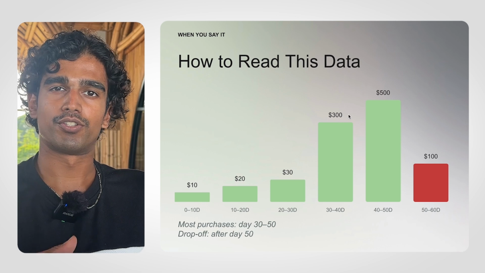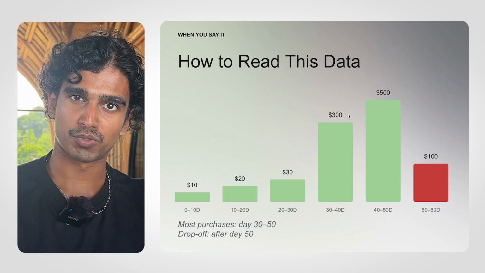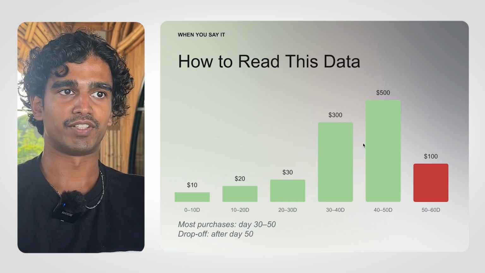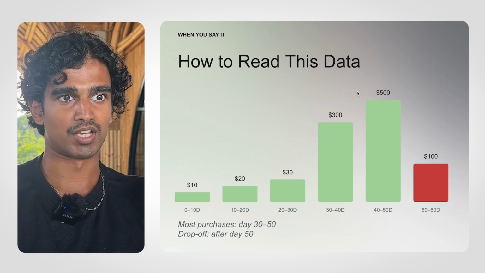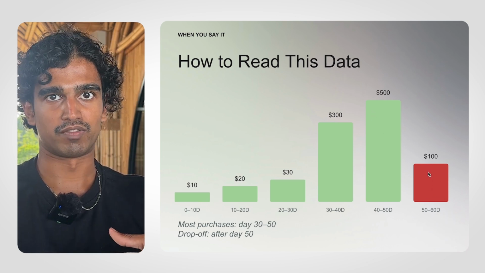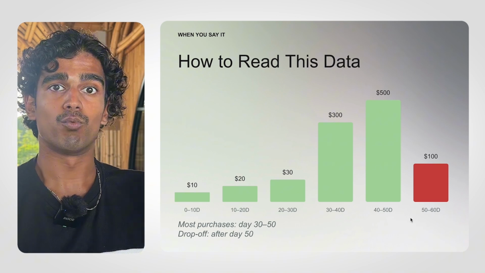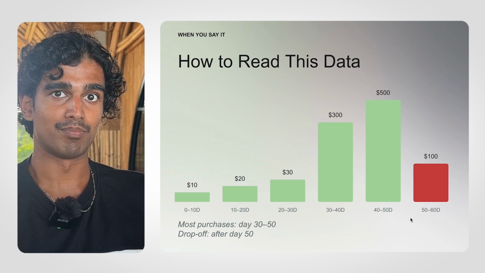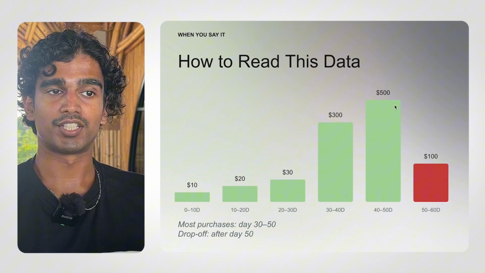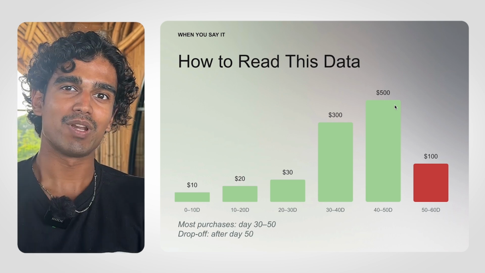But for people that purchased 30 to 40 days ago, that made $300 worth of sales. And for 40 to 50 days ago, this made about $50 worth of sales. And then here, it started to drop off a bit. Now, this data is really important because it helps us understand the timing of when people are most likely to come back to buy. And we can use this data to set up our replenishment and win-back flows.